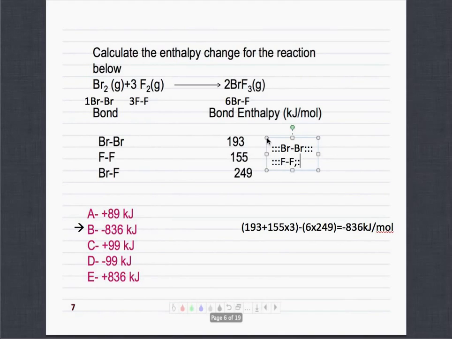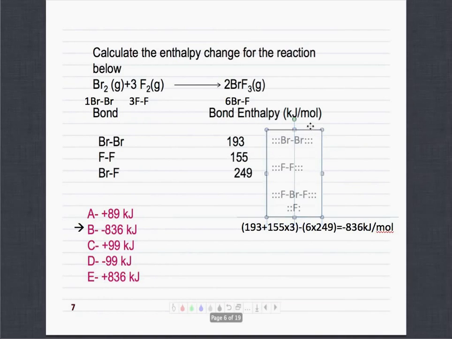This is the Lewis structure. So the bonds broken: clearly, one Br-Br bond is broken and 3 F-F bonds are broken. So those are the broken ones. Now for the bonds formed, I definitely have 3 Br-F bonds formed, but I have 2 of those molecules, so it's going to be 2 times 3, because I have 3 bonds and the stoichiometry is 2. So the delta H of this reaction equals the delta H of Br-Br plus 3 times the delta H of F-F minus 6 times the delta H of Br-F.